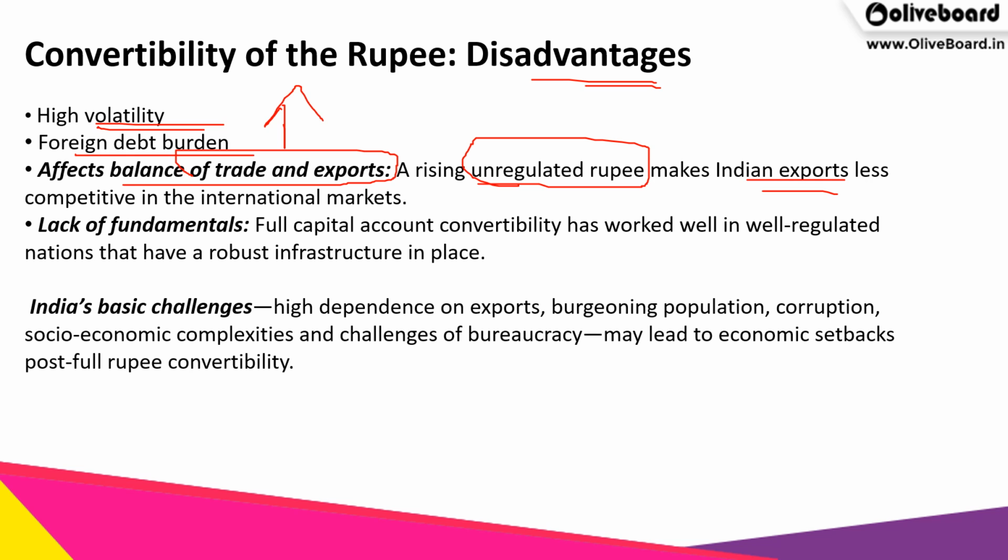Since India has a lack of fundamentals, we have many issues, or say basic challenges when we talk about infrastructure. There is high dependence on exports, we have a huge population, and there are challenges of bureaucracy. So these are some economic setbacks that we need to first fix in order to move from a partly convertible currency to a fully convertible currency.